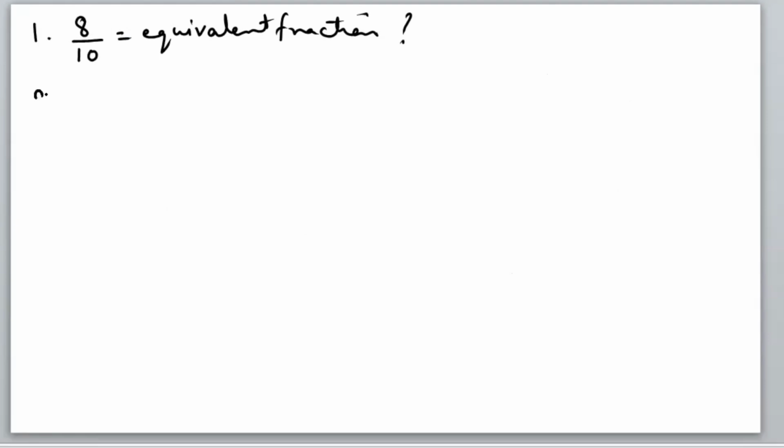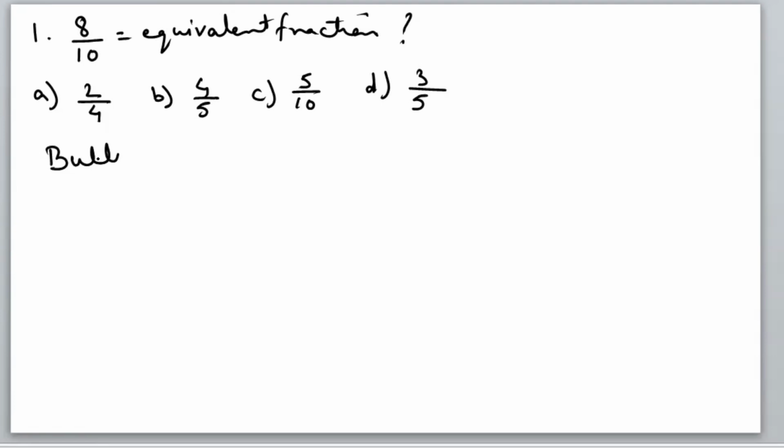And the options are given: option A, 2 by 4, option B, 4 by 5, option C, 5 by 10, and option D, 3 by 5. And you have to find the equivalent fraction of 8 upon 10. So this is a very simple method. It is called the butterfly method.